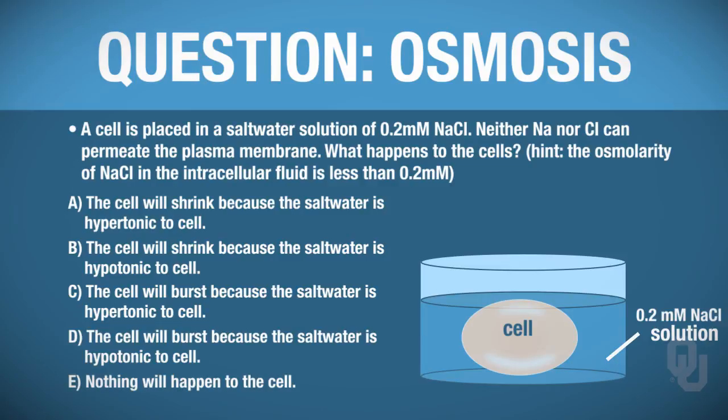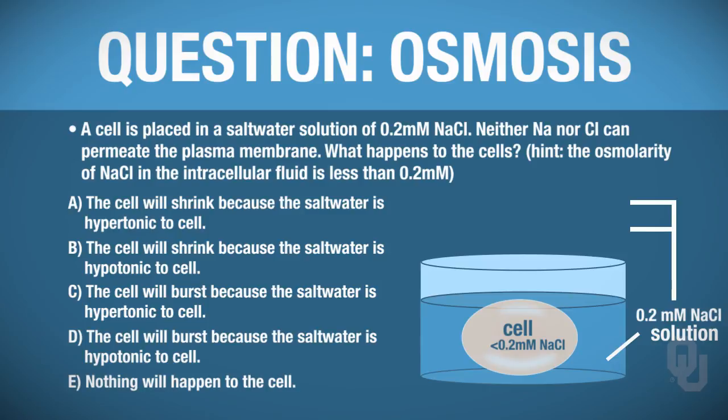Okay. Neither sodium nor chloride can permeate the plasma membrane, meaning those ions are not going to be diffusing. So we want to know, well, what's going to happen to the cell? And I gave you a little hint here. The osmolarity of sodium chloride in the intracellular fluid is less than 0.2 millimoles. Okay, so now we're dealing with osmosis, correct? And now what we need to do is convert to osmoles, or milliosmoles is fine as well.